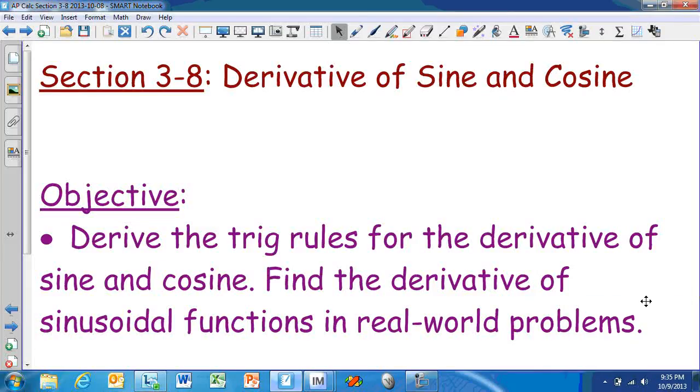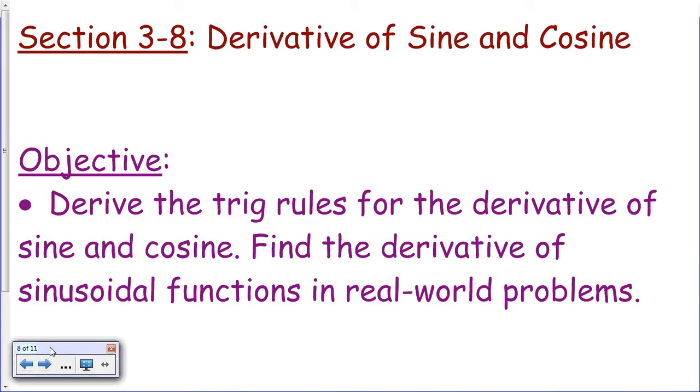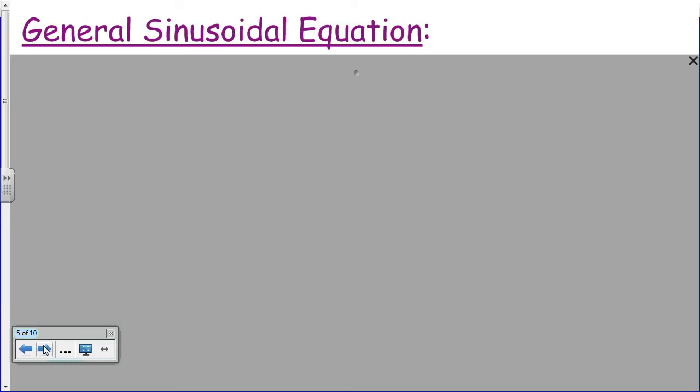All right, section 3-8 is on the derivative of sine and cosine, and as you may recall, the objective of this section was to derive the trig rules for the derivative of sine and cosine. All right, that leads us to what is called the general sinusoidal equation.